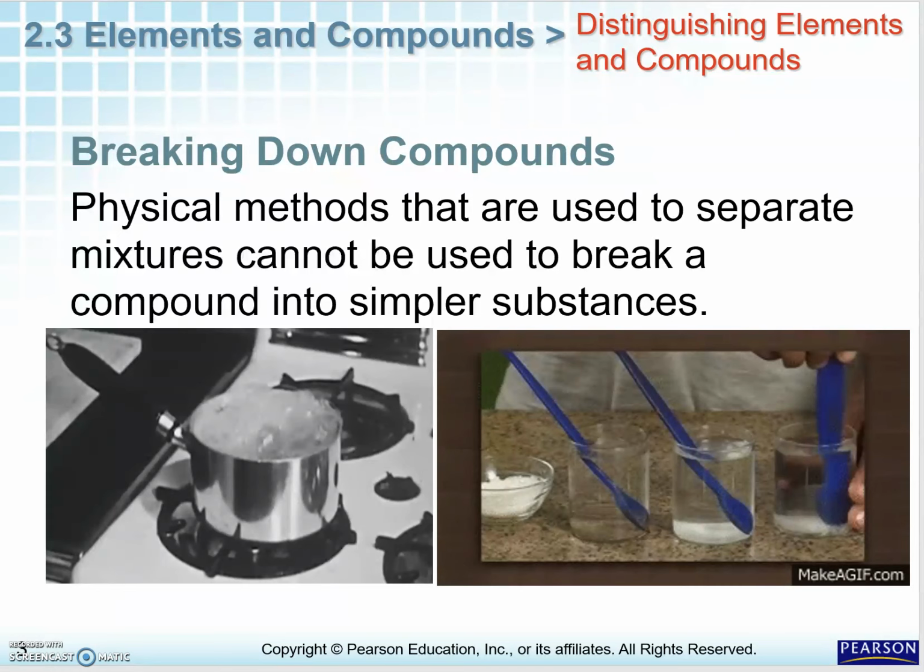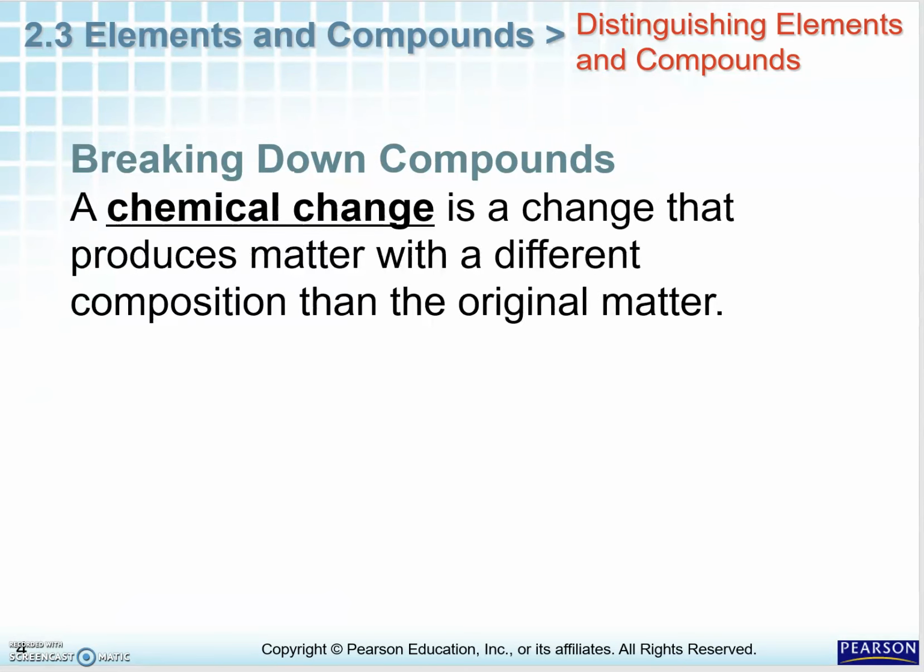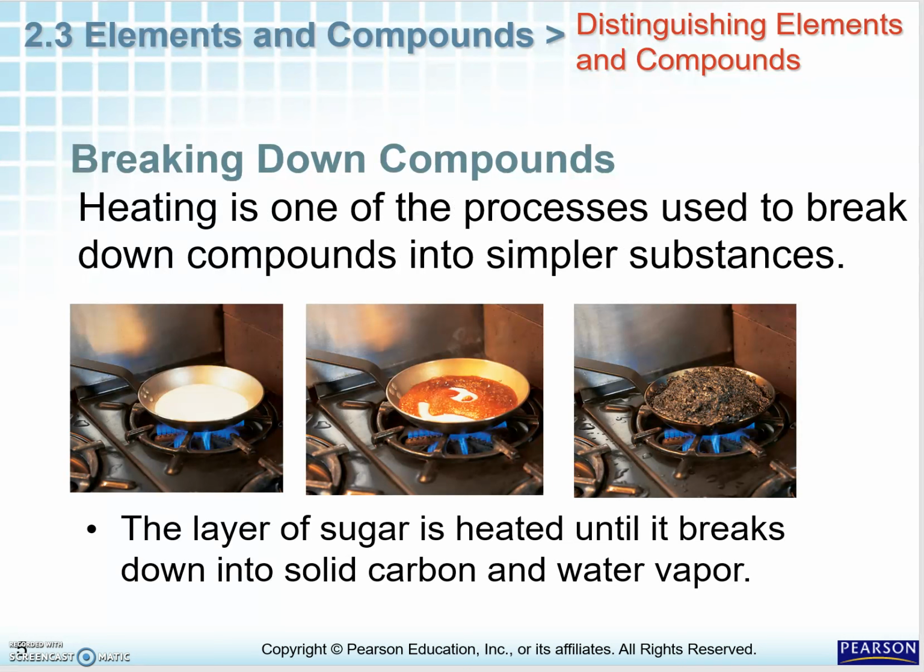Breaking down compounds, you could do this through a physical method to separate out mixtures, but you can't really use that to break apart compounds. You have to do something called a chemical change, which produces matter with a different composition than the original matter itself. So for example, heating is a process that's used to break down compounds into simpler substances.